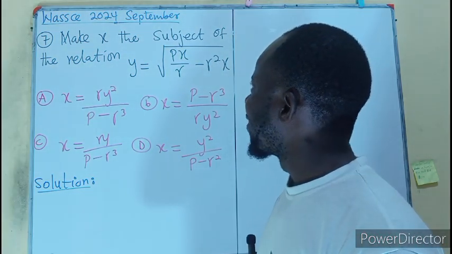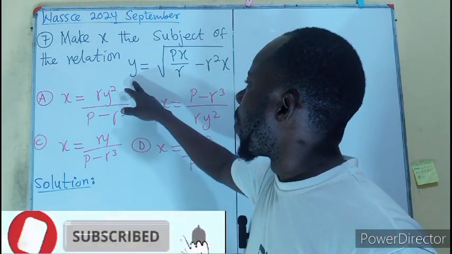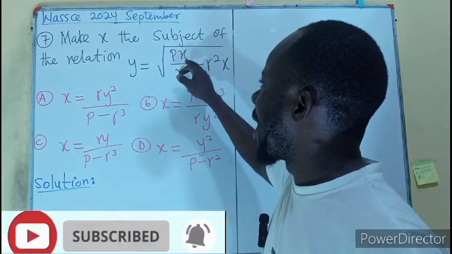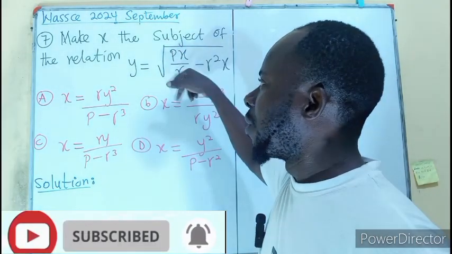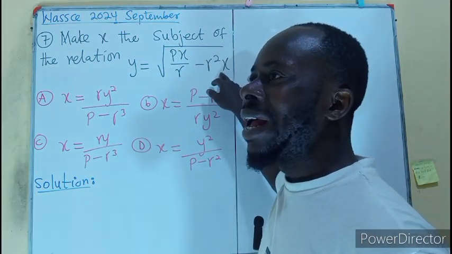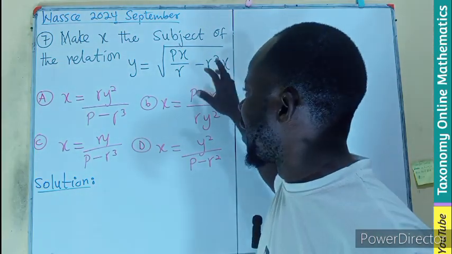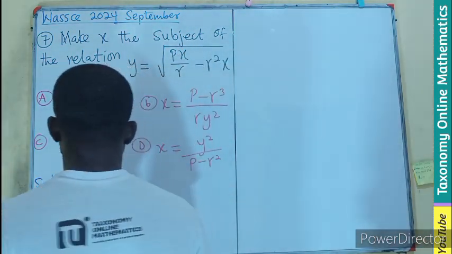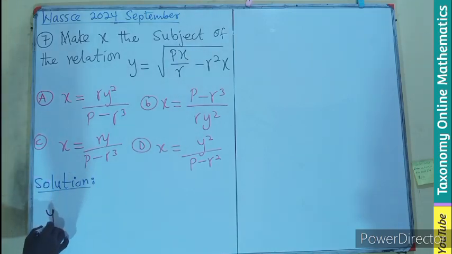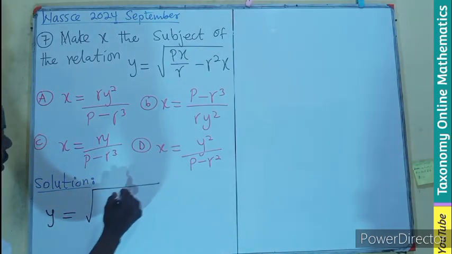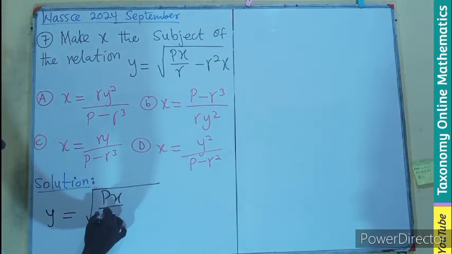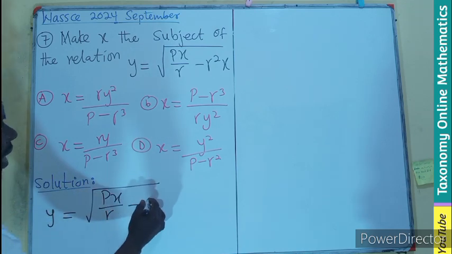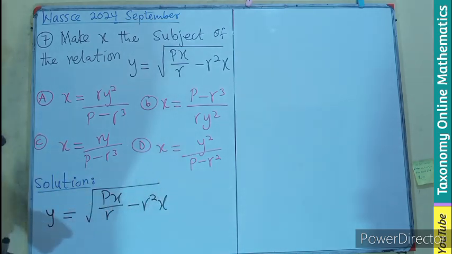We are to make x the subject of the relation y equals the root of px divided by r, all minus r squared x. So in making this, these are the options we are to choose from. Let's write the question again, which is y equals the root of px on r minus r squared x.